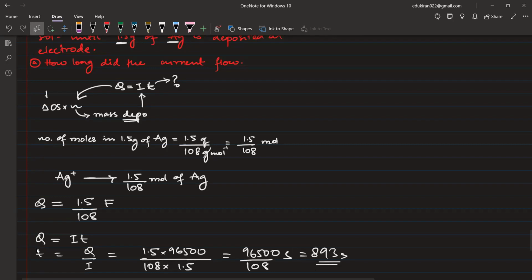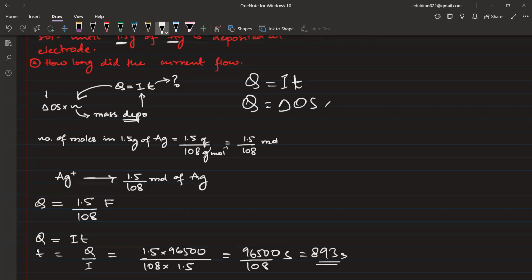See, you have to revolve around only these two equations. Q is equal to IT, and Q is equal to delta OS into the number of moles. These are the two equations in which you have to revolve the complete thing.